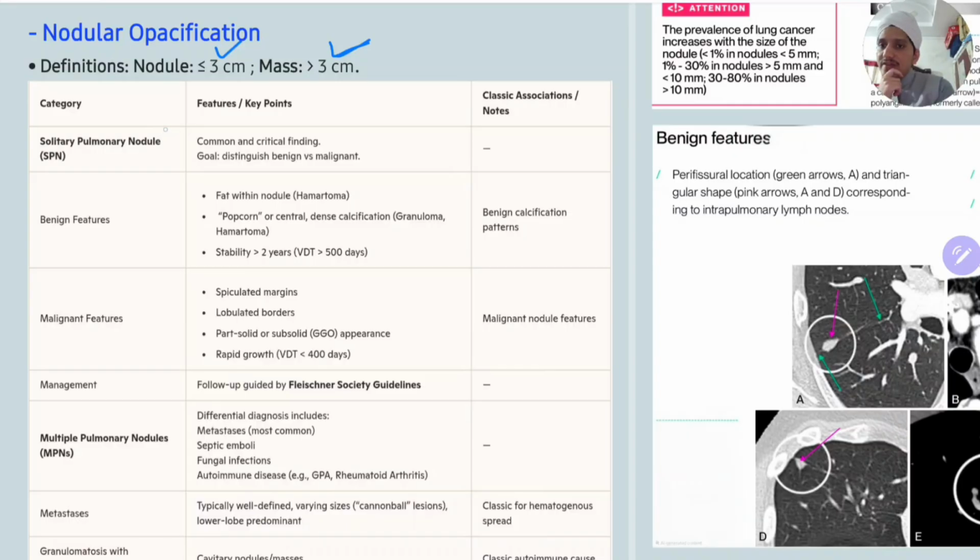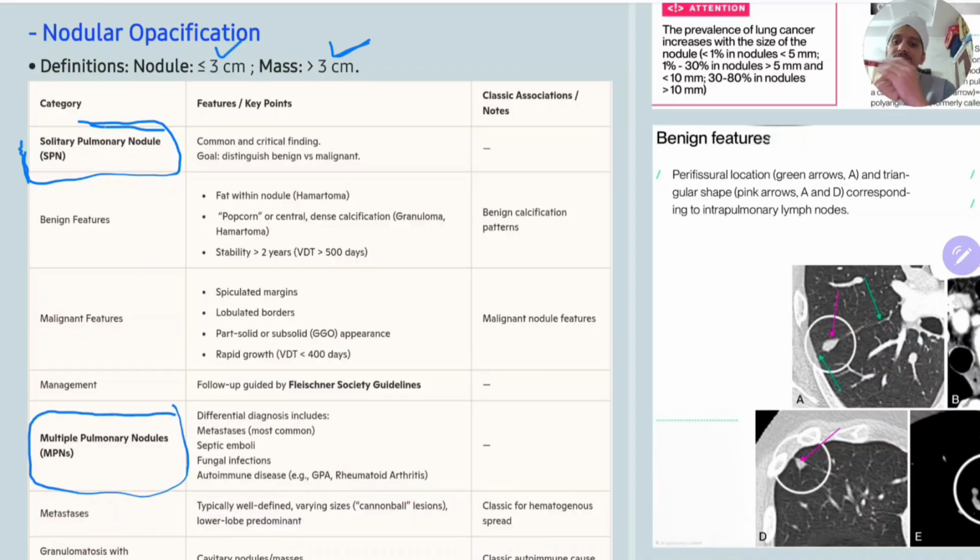So the nodules can be divided into solitary pulmonary nodule and multiple pulmonary nodules. I have made a detailed video on the solitary or incidental pulmonary nodule, on how to follow up such patients with CT scans, in the topic of cardinal manifestations of respiratory diseases. You can go and watch that video if you want detailed information. One is a single nodule, one is multiple nodules, so we need to differentiate.